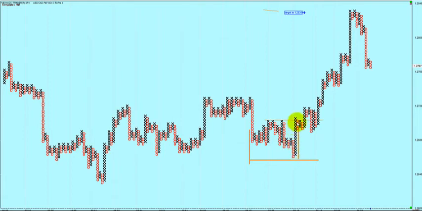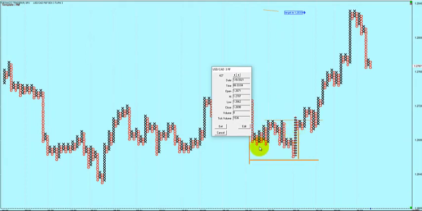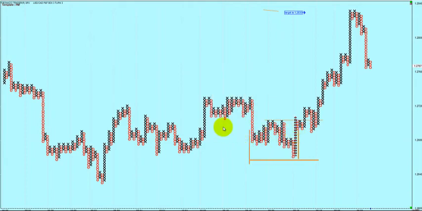This column right here is the column that gave me my entry. And you can clearly see that because I've got 3 columns over here solidifying this area of resistance. So you'll hear me say that quite a bit with point and figure. I'm not guessing where resistance is or where support is, and that also helps me stay away from head fakes.